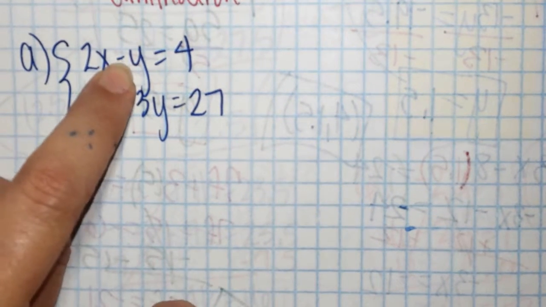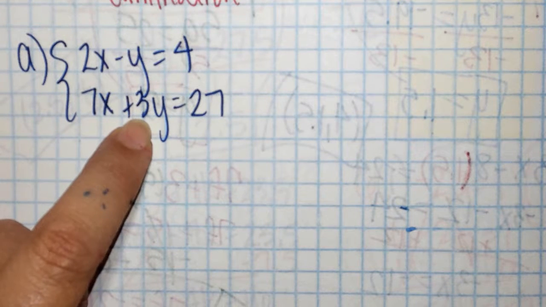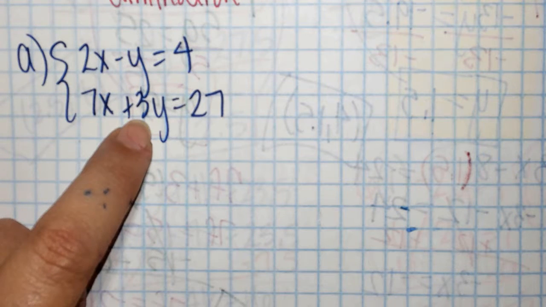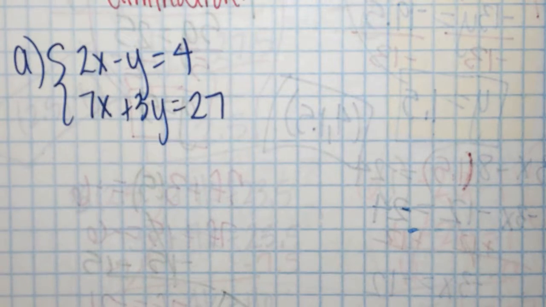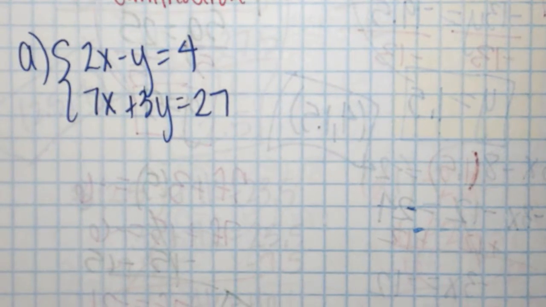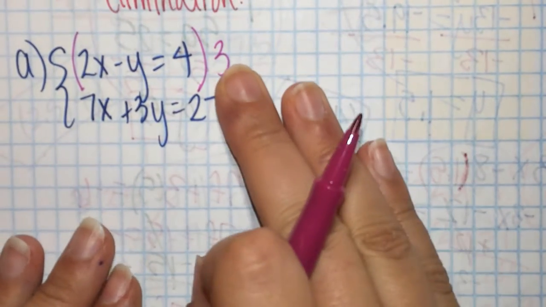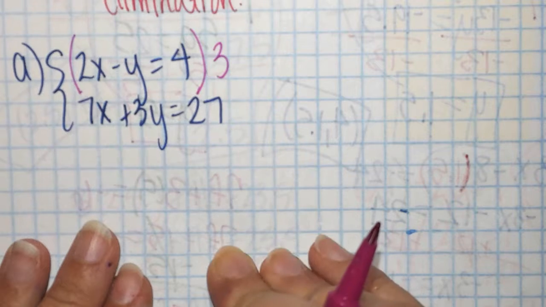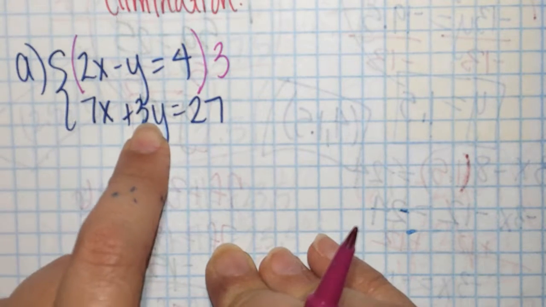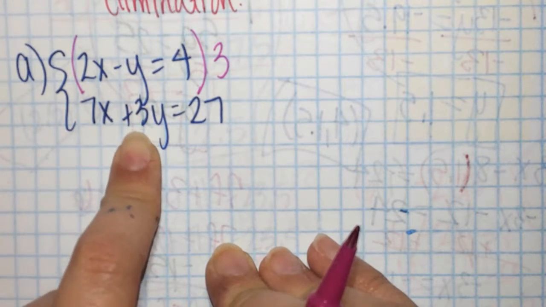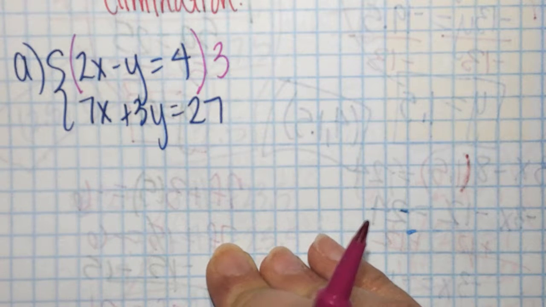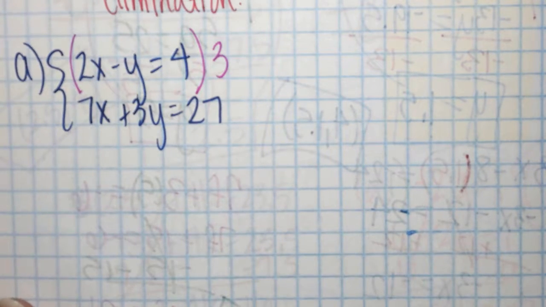But can we multiply 1 by anything to get 3? Yes. You multiply it by 3. So we're going to multiply our top equation by 3. Now again, why did we pick 3? Because the bottom number is 3 and we want to be able to eliminate these.